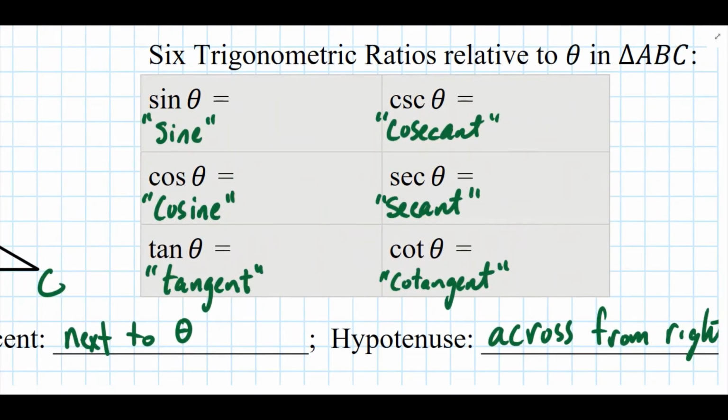The sine function evaluated at theta produces the ratio equivalent to the opposite side length divided by the hypotenuse length. Cosine produces the ratio equivalent to the adjacent side length divided by the hypotenuse length. And tangent produces the ratio opposite divided by adjacent.